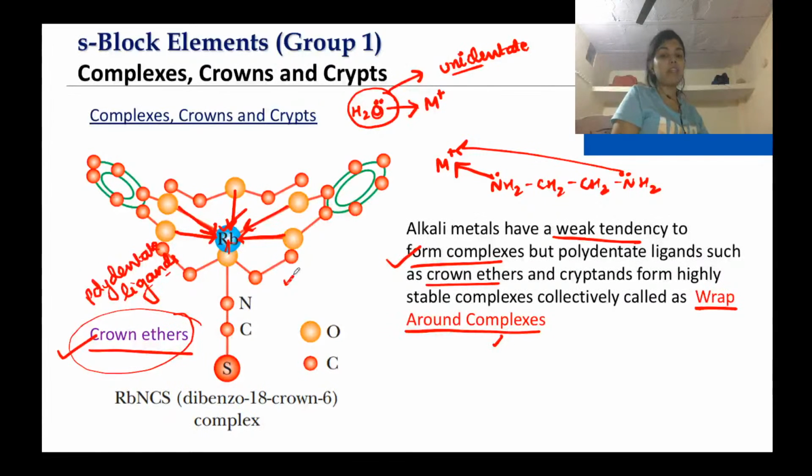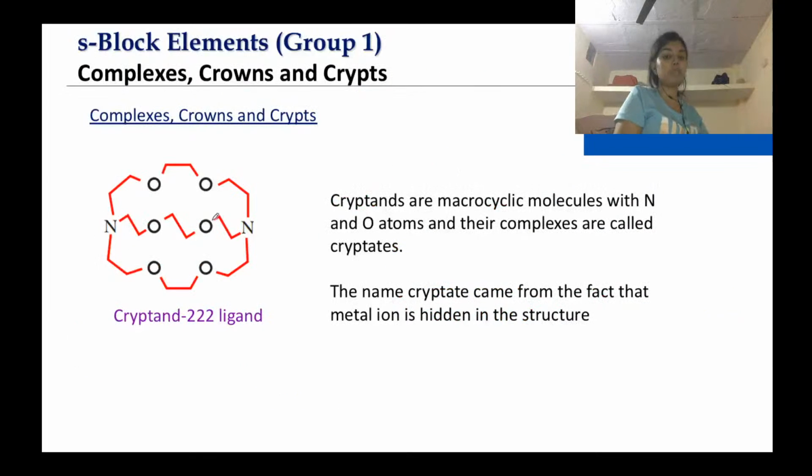Crown ether we have discussed. Now we will discuss cryptands in the next slide. Crown ethers and cryptands are collectively known as wrap around complexes. Basically there is a cavity in which the alkali metals are fitted. Crown ether is made up of oxygen and carbon. Now we will study cryptands. Cryptands are macrocyclic molecules with nitrogen and oxygen.